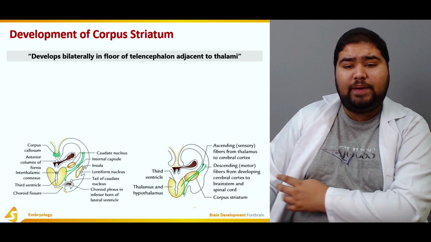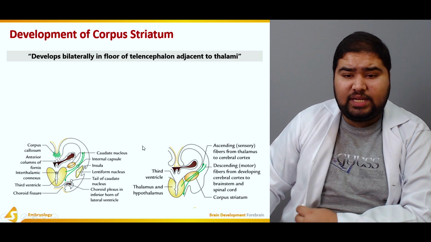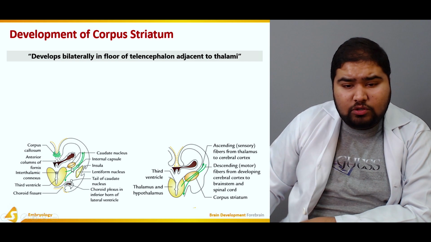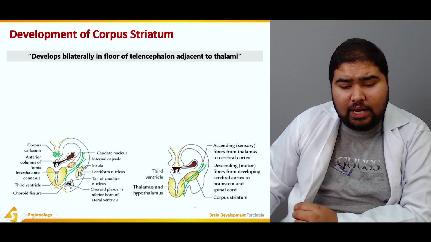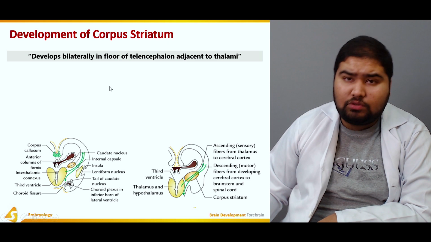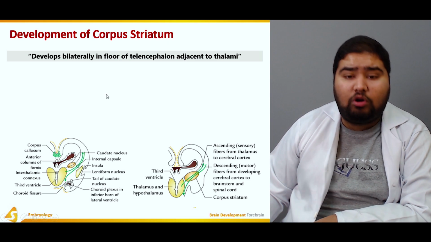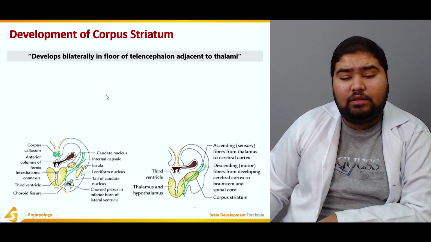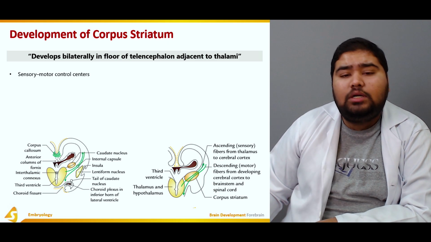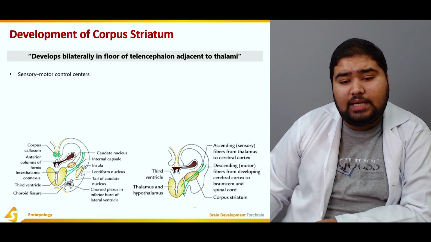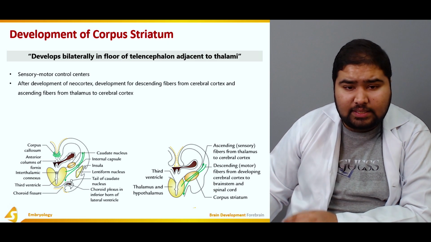It develops bilaterally in the floor of the telencephalon. So we're talking about this area, which is adjacent to the thalamus. It lies adjacent to the thalamus and develops bilaterally in the floor of the telencephalon. These are the sensory motor control centers.